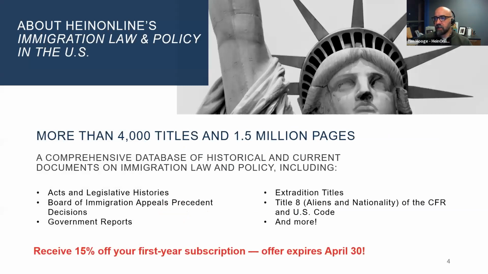So HeinOnline's immigration law and policy in the U.S. is more than 4,000 titles, and we have 1.5 million pages of content. It's a comprehensive database of historical and current documents. It's got acts and legislative histories, works from the Board of Immigration Appeals, their precedent decisions, government reports, works on extradition, some federal government regulations, and much more. We're currently offering a 15% discount off the first year subscription, and that will last until April 30th.